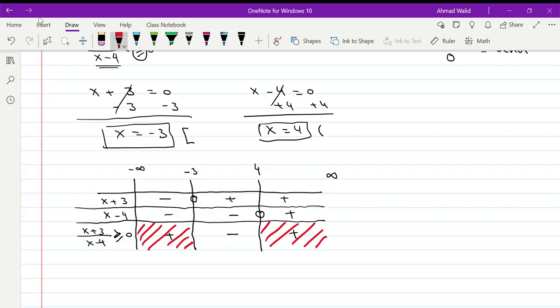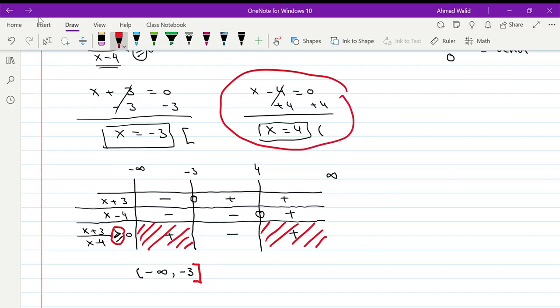Now focus here. I am writing the final answer in interval notation. For negative infinity, you use parentheses, correct? Comma, negative 3. For negative 3, the question is, should I use parentheses or bracket? Look at the inequality. You have greater than or equal to. And negative 3 is from the numerator, so I have no problem with it, right? Then bracket.